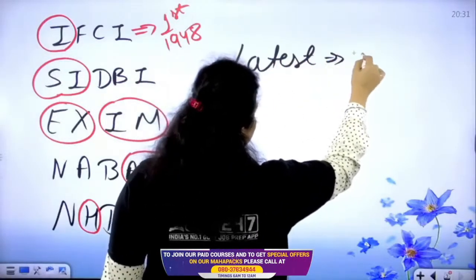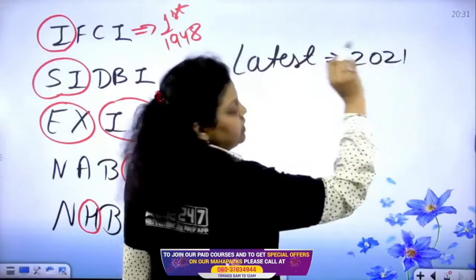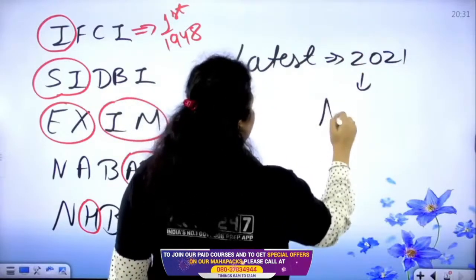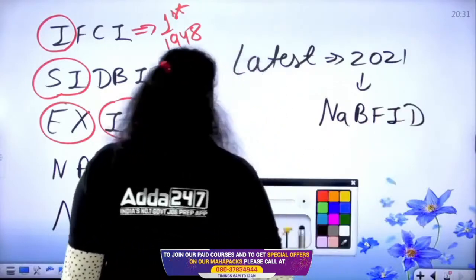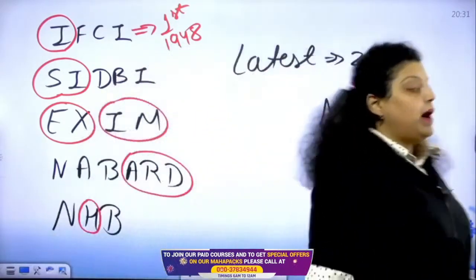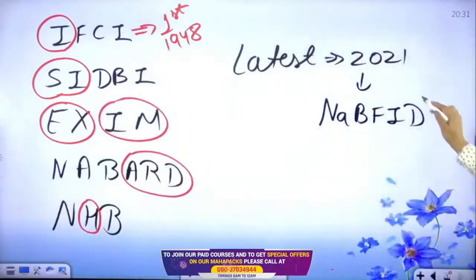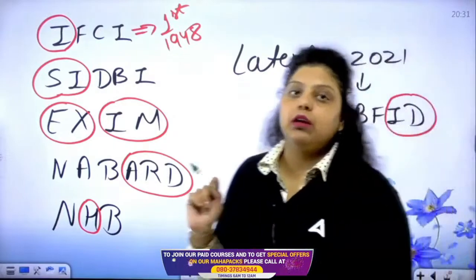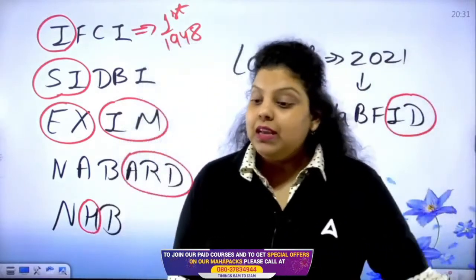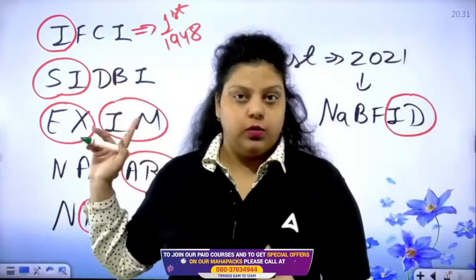Now, if I talk about the latest one, it was established in 2021, and it is known as NABFID. What does NABFID work for? It works to provide finance for infrastructure development. NABFID is the National Bank for Financing Infrastructure Development. It was introduced in 2021, it is the latest one, and it was established by the Government of India with a capital of 1 lakh crore.